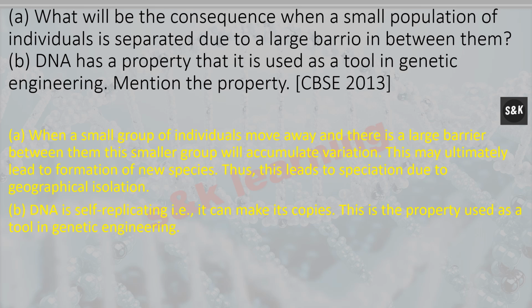What will be the consequences when a small population of individuals is separated due to a large barrier between them? When a small group of individuals is moved away and there is a large barrier between them, this small group will accumulate variation. This may ultimately lead to formation of new species. Thus, this led to speciation due to geographical isolation.